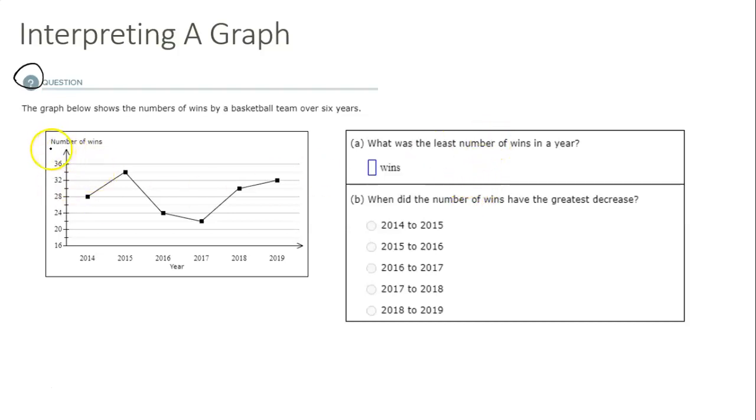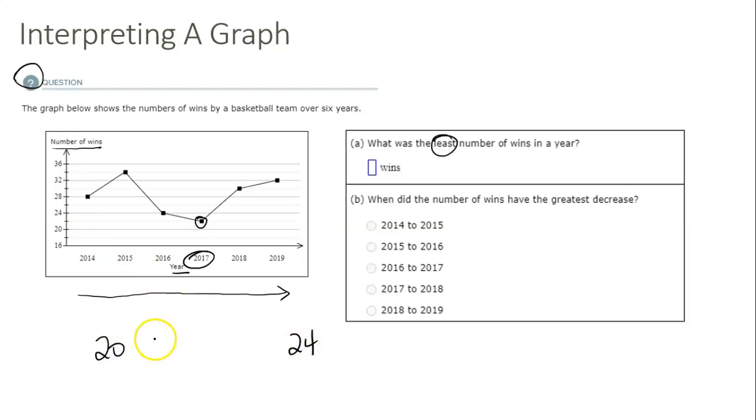So the first thing you should have noticed is it's wins on your y-axis and year on your x-axis. You often will see time on your x-axis because we're looking at what happens as the years increase. The years aren't going to go backwards, but the number of wins might go down. So this says what was the least number of wins in a year. Least means smallest. You should write that in your notes if you need to know. The least number of wins in a year, well, that occurred in 2017, but that's not what they're asking me for. They're asking me for this dot right here, which is halfway in between 20 and 24.